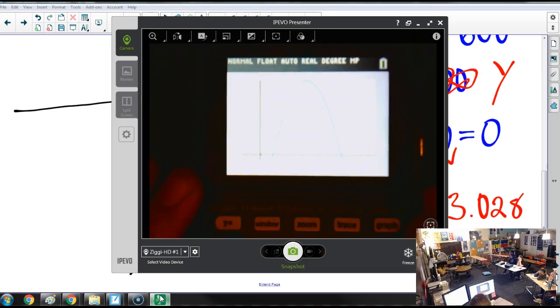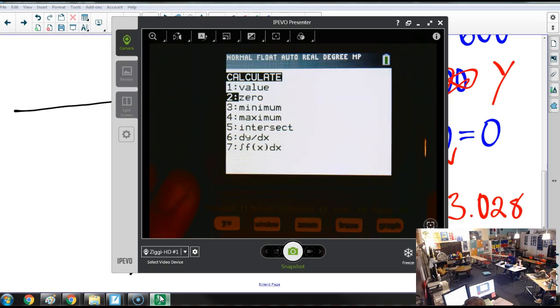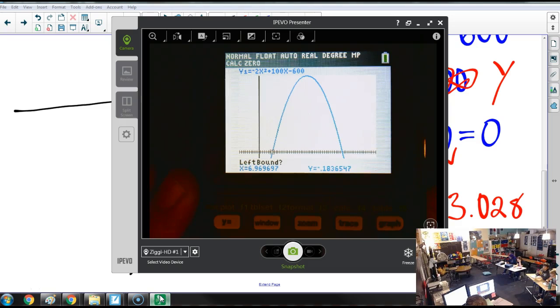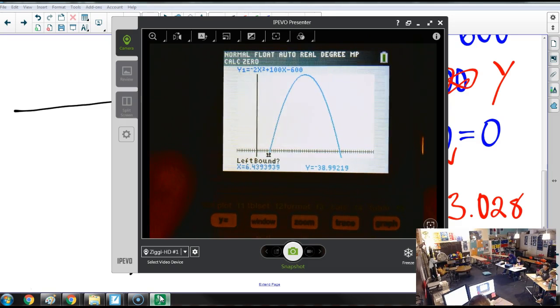Hit second trace. Go to 0. Hold on. Hey, stick with me. Go left. Move that cursor left all the way down to like here. Get it below. It goes along the graph. It's tracing. Notice how it's in the trace menu.